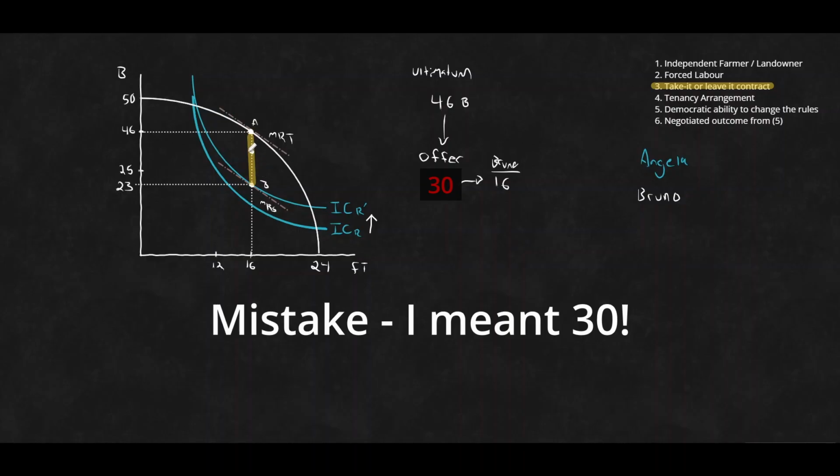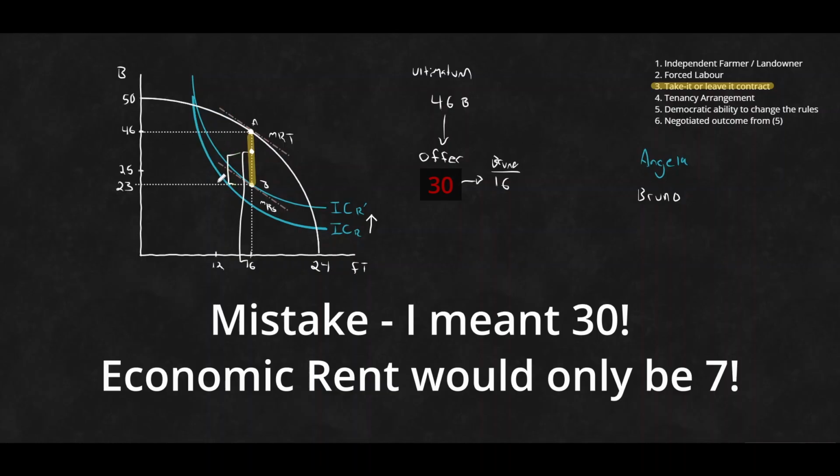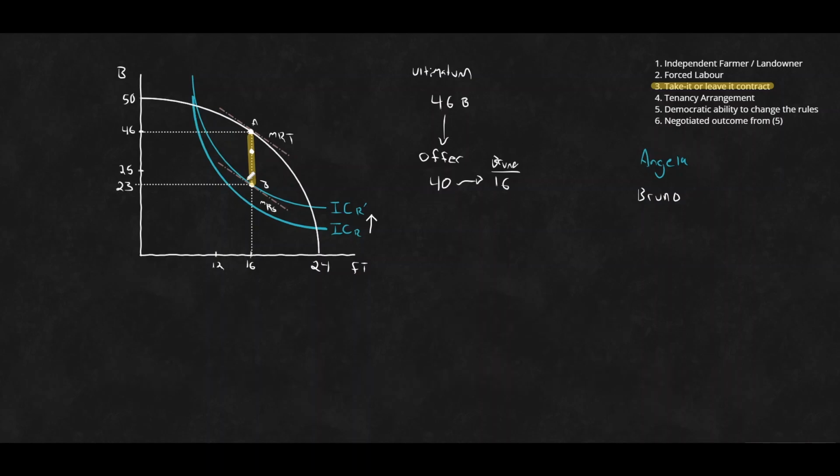And in that case there, Angela would get 40. She would receive an economic rent of 40 minus 23. So what's that? 17 would be her economic rent. Bruno would receive this 16 and thus receive his economic rent. And both of them would be earning something in this case. And Angela would definitely be accepting this because it's better off than anything else that she would have. However, let's clean this up and take a look at the reality of the situation.